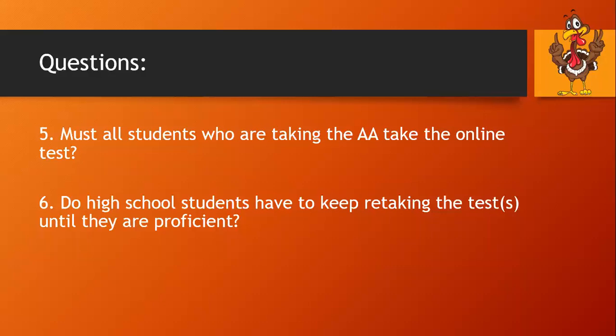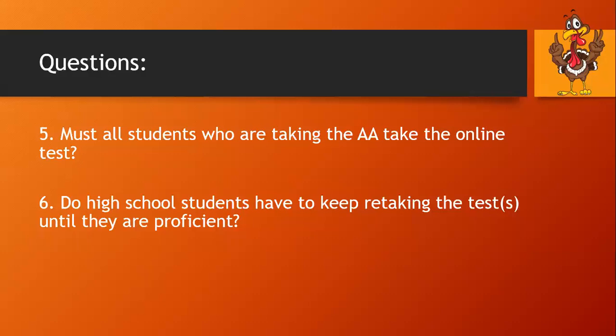But this is why this question came up. I had a director call me right after we went to the training, saying, oh my gosh, does this mean the student has to keep retaking the test until they are proficient? Because, like I said, it was still going to be just the 10th grade. And she said, are we going to do 9th grade, 10th grade, 11th grade until they get proficient? No, you can excuse them from the consequences.